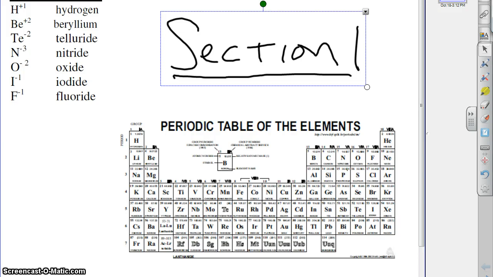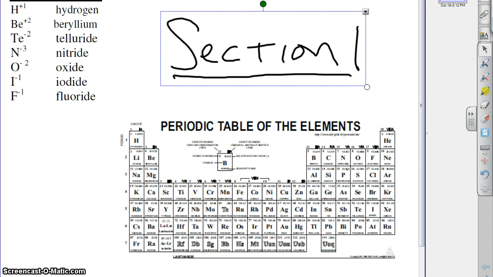Hopefully you've already watched the videos that introduce you to ions and explain some of the general trends with ions. Now we begin going through the ions section by section. This is the first section. These are the ions that will be covered on the first ion quiz today, and we'll just break it down.